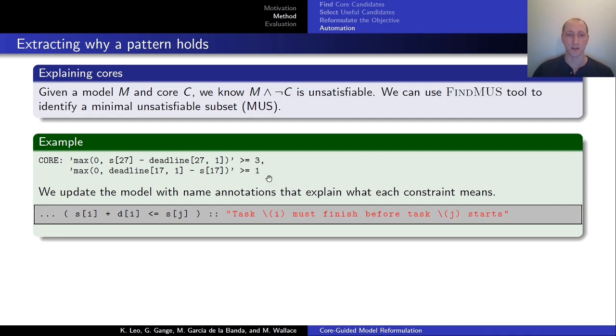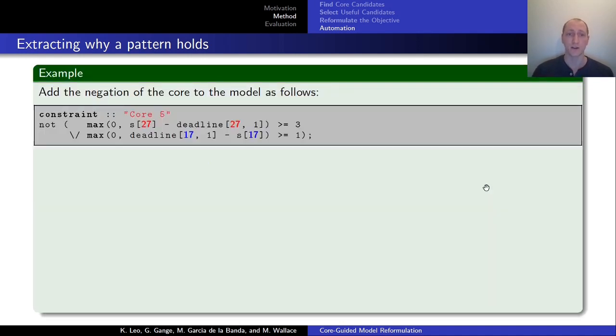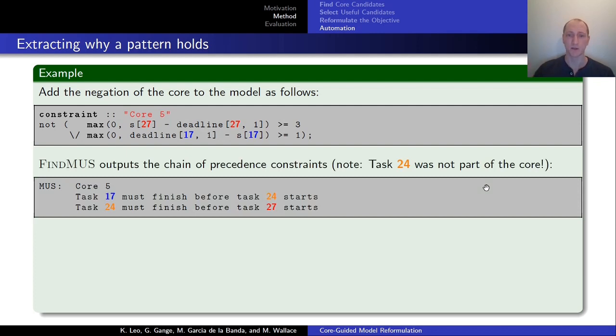The way that we used it in our CPSP set was we added name constraints or name annotations to expressions in a model. We added our core in a negated form to our model to create an unsatisfiable model, for a specific instance. And we ran FindMust. And something that was quite powerful about this is that it can give us the chains of tasks that are responsible for this core.